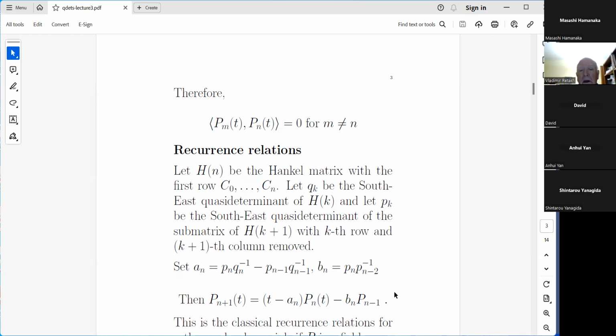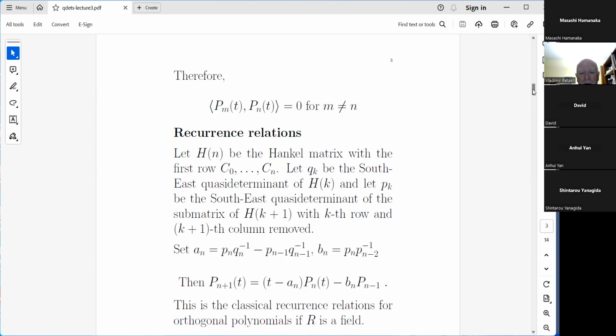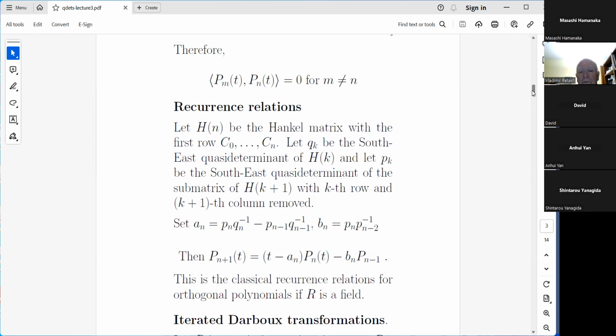Let me repeat again that if your moments are commutative, then you have exactly the classical orthogonal polynomials and classical recurrence relations, so nothing is new here. You can develop these theories further, consider different moments and so on, but right now I will stop on this subject and move to another application.